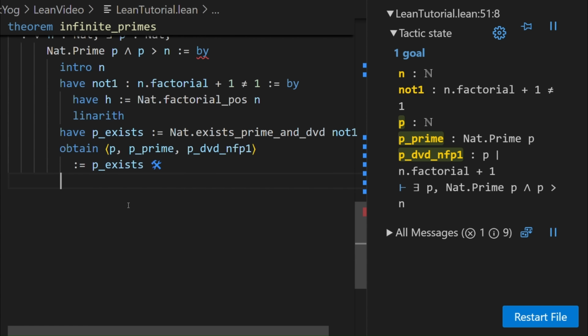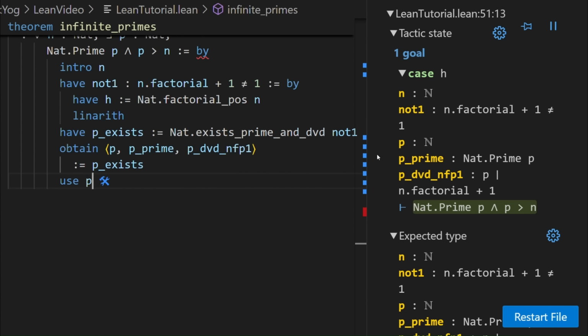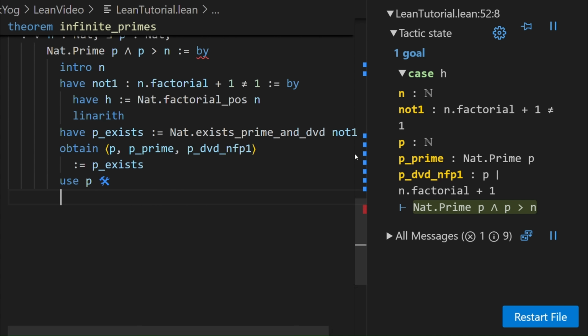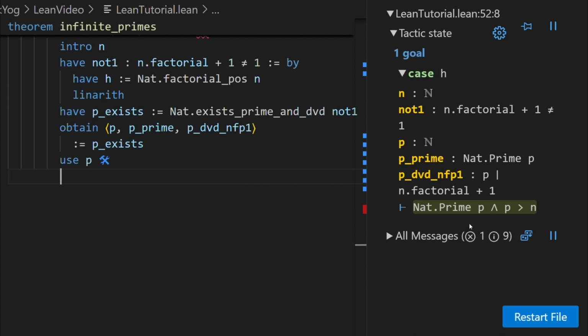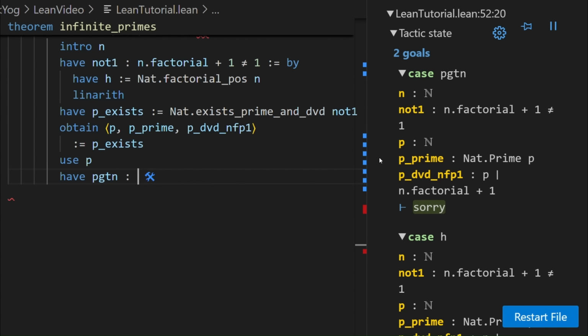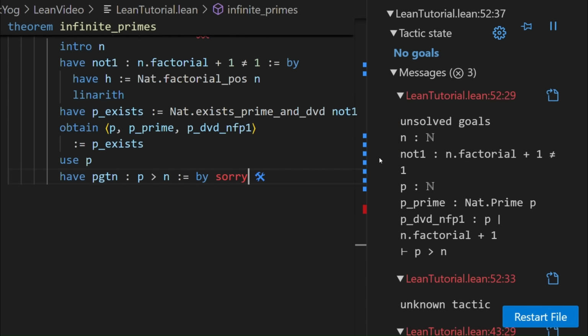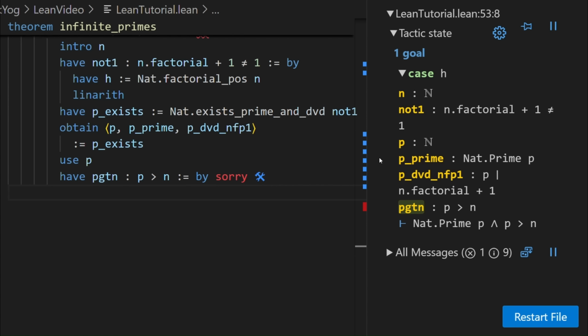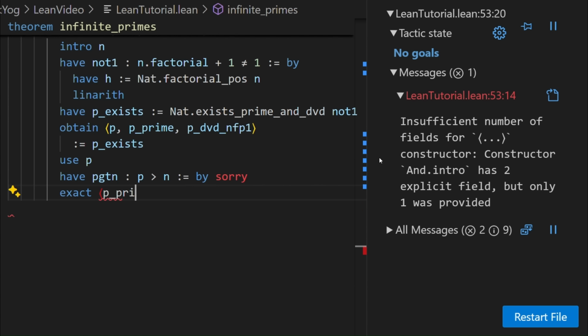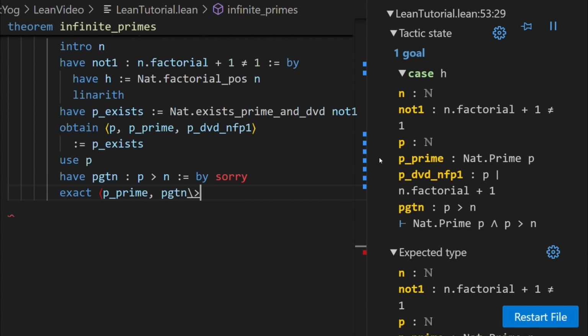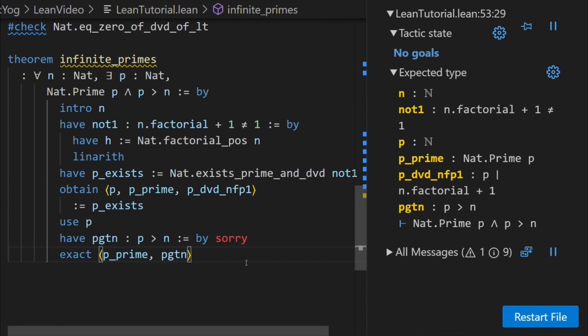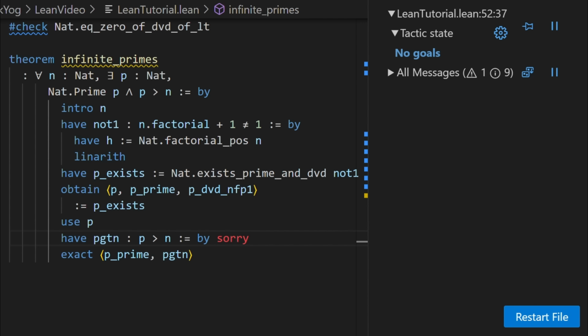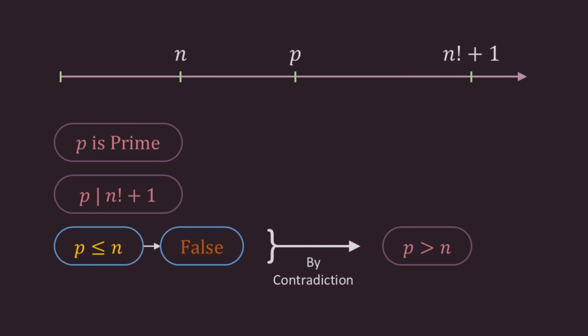The goal is an exists statement and p is the prime we need. So let's use p, which is the exists introduction. The goal is now just an AND statement, and we already have the proof for the left part. If only we had pgtn as a proof of p greater than n, then using an introduction, the proof would be exactly the pair of the proof that p is prime and the proof that p greater than n. And it works.